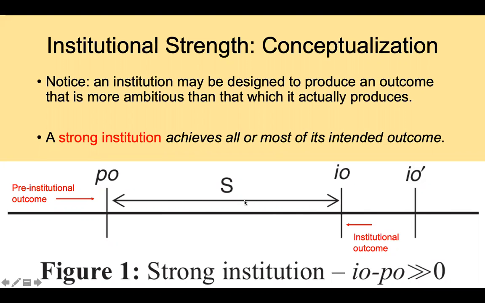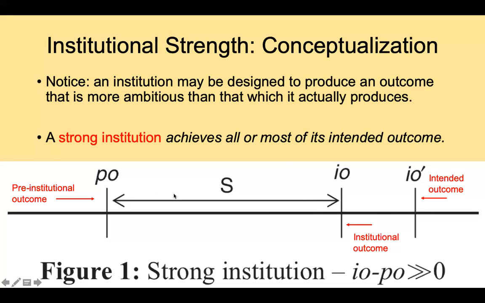A strong institution is one that achieves all or most of its intended outcome. Now, this is the intended outcome. When we create the institution or the rule, we expect or we intend for it to produce some change in the behavior of the actors or produce some change in their expectations. And a strong institution is one that, for the most part, accomplishes that.